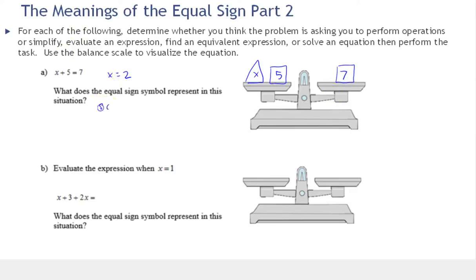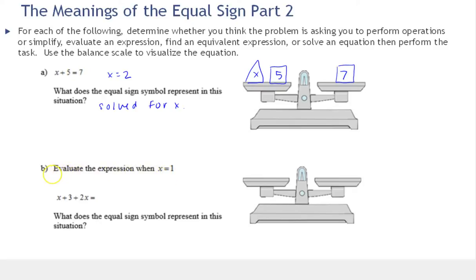Notice we solved for x. Again, later on you'll be given this and you'll be told to solve for the variable. But now we're just getting a feel for it. Here, evaluate the expression when x equals 1.